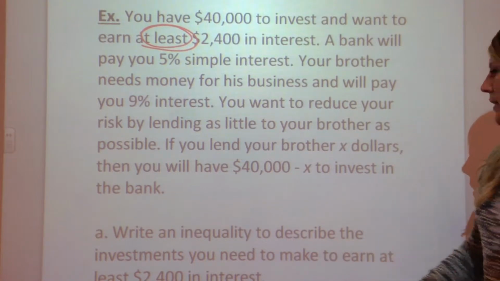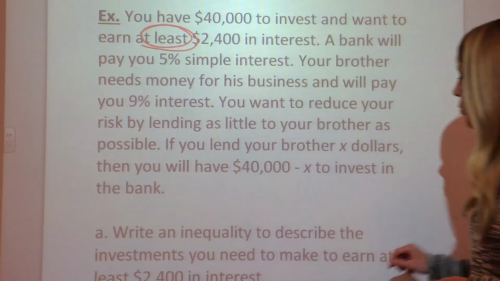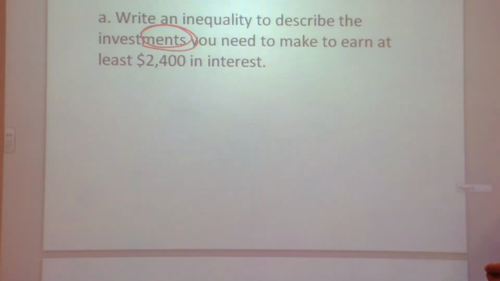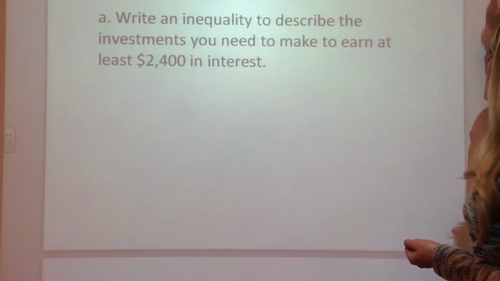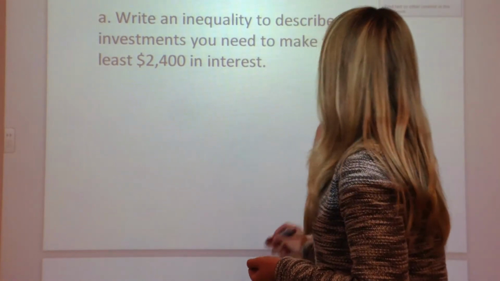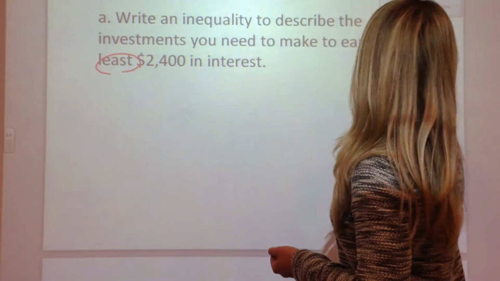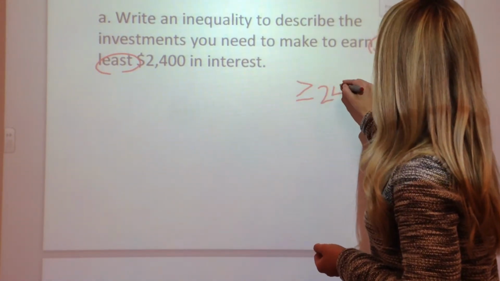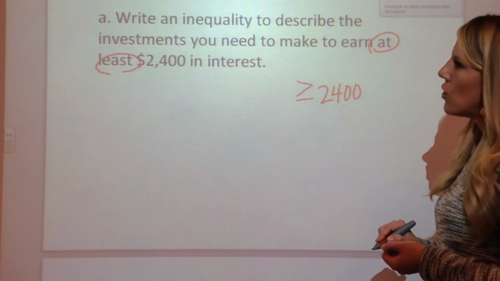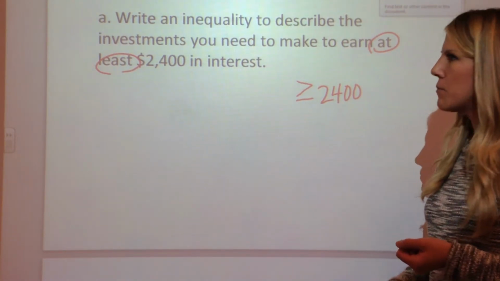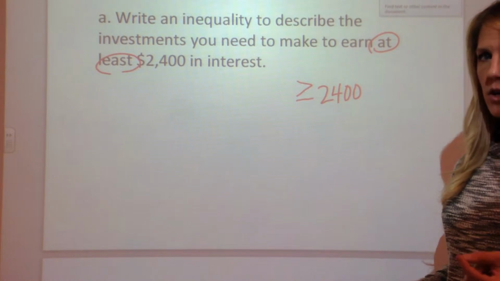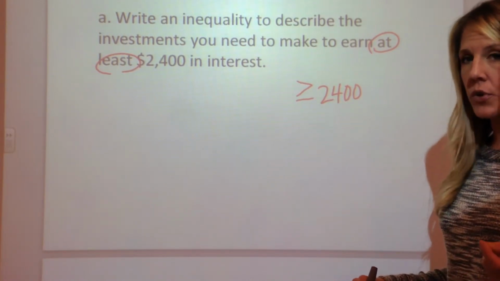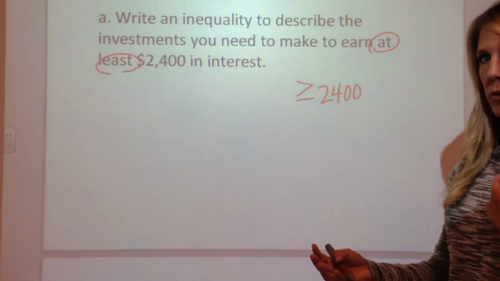So we're going to write an inequality to describe the investments we need to make and earn at least $2,400. So first thing let's start with is this whole at least 2,400. So at least means it can be that much or more. So greater than or equal to 2,400. They told us it was going to be 5% from the bank. So whatever we're putting in the bank, we're going to get 5% back. So what are we investing or putting in the bank? It's the $40,000 minus whatever we gave our brother.